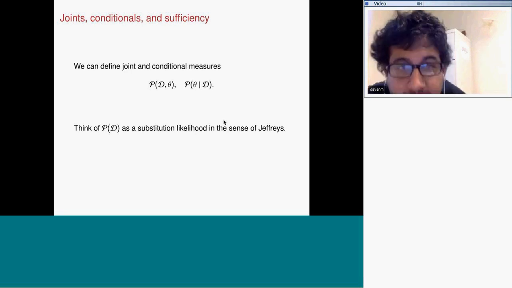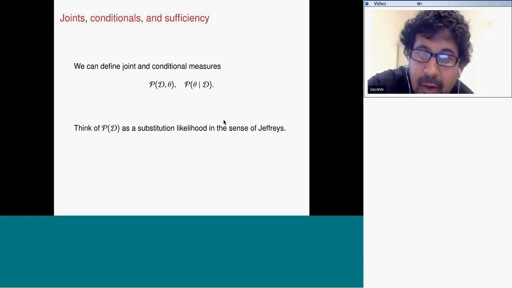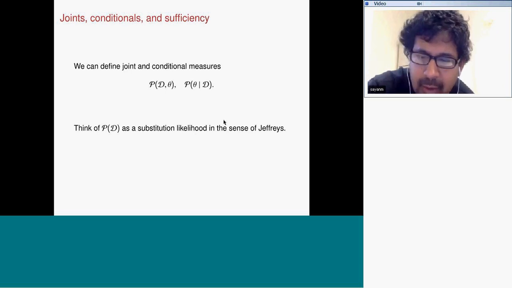Think about this now as joint and conditional measures of both the data and the parameter on the diagram space and the parameter space. And also you can think of theta conditioned on the diagram. There's an idea in statistics for a while. So the way people think of doing statistics is you have data, think of it as a point cloud. There's a data generating process.